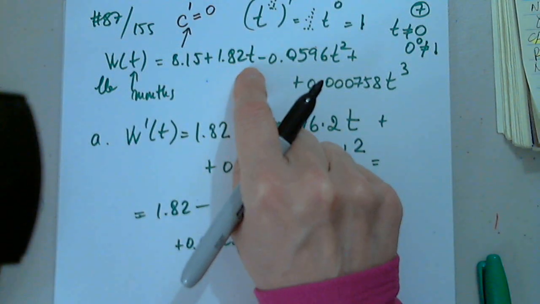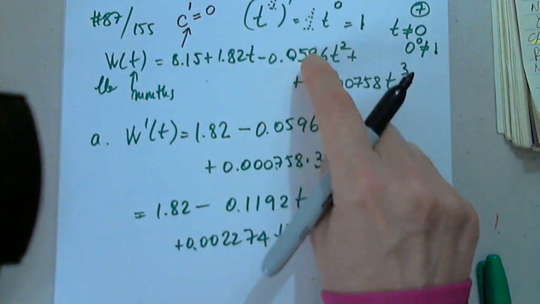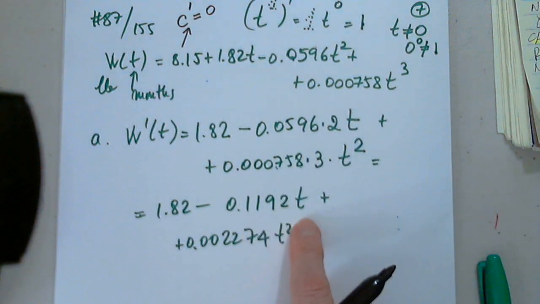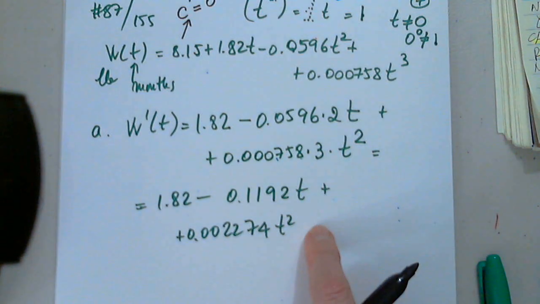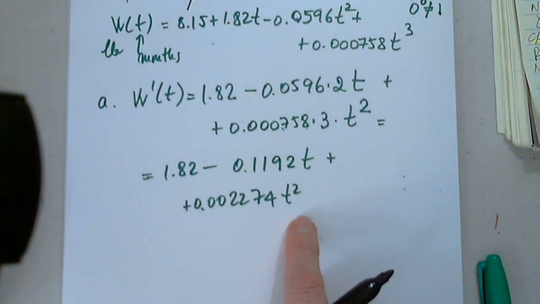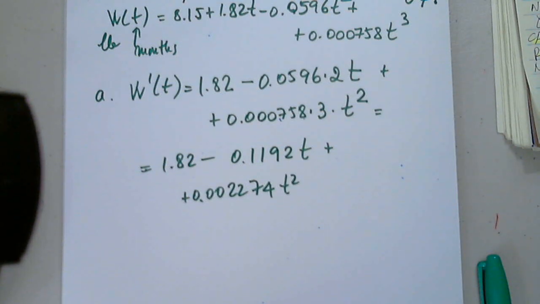When I differentiate this term, I get 1.82. When I differentiate this term, I bring 2 in front, I multiply, and I get this. When I differentiate this term, I multiply by 3, subtract 1 from the power, and I get this. So this is the function. Is that okay? Yeah. Perfect.